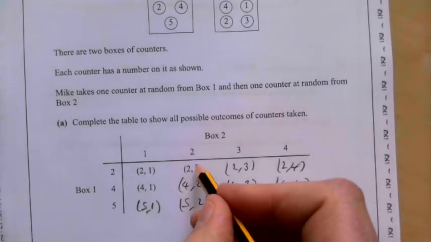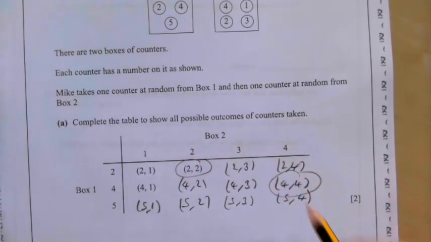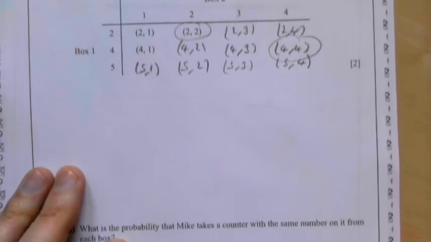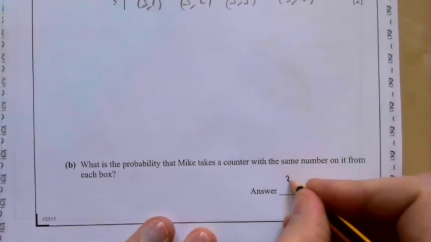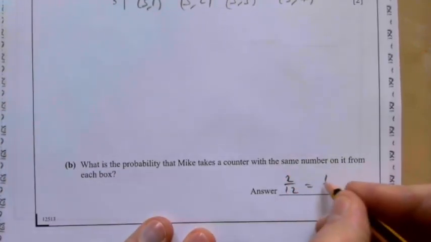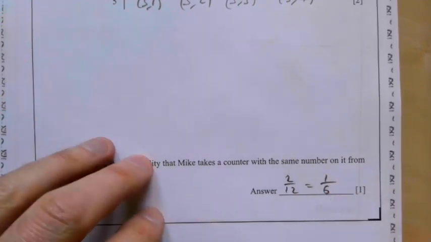What is the probability that Mike takes a counter with the same number on it from each box? So we have 12 in all here, and the same number from each box. There's one there, it's a 2, 2, and there's a 4, 4, so it's going to be 2 out of 12, which is a sixth.